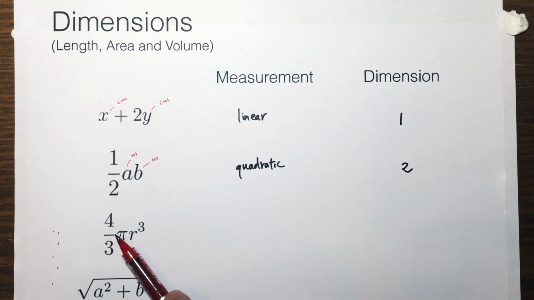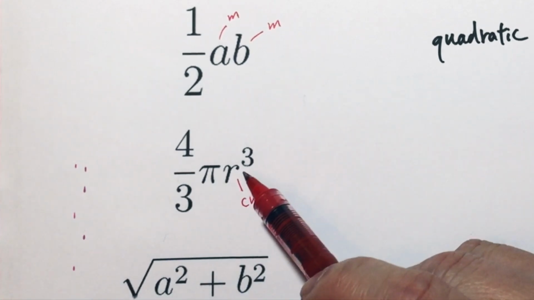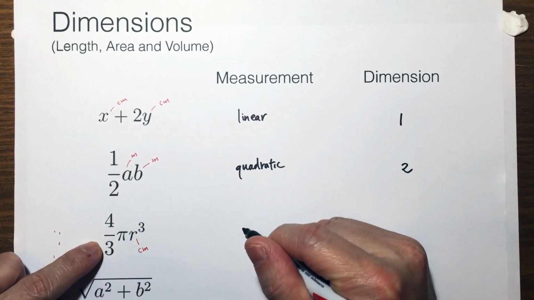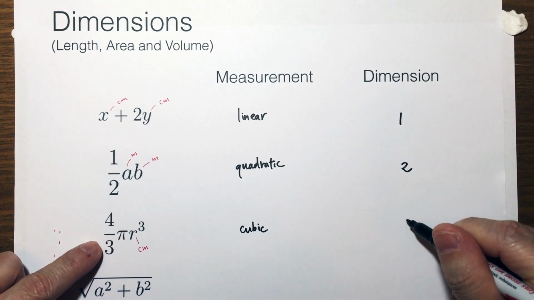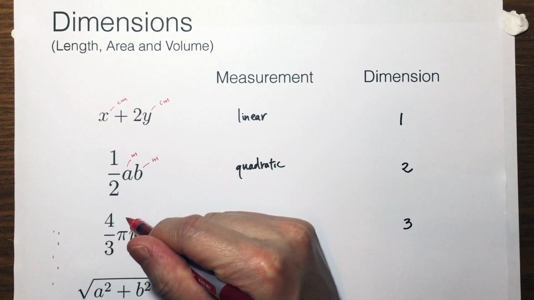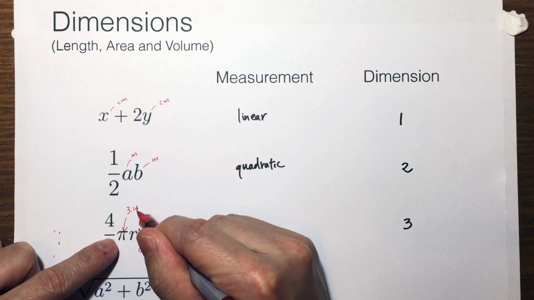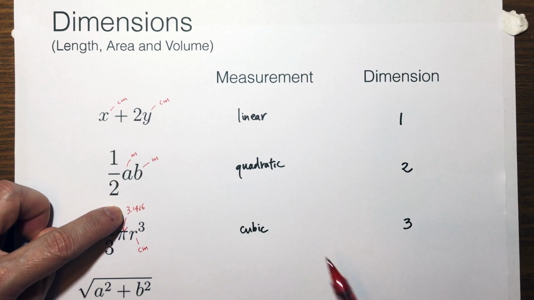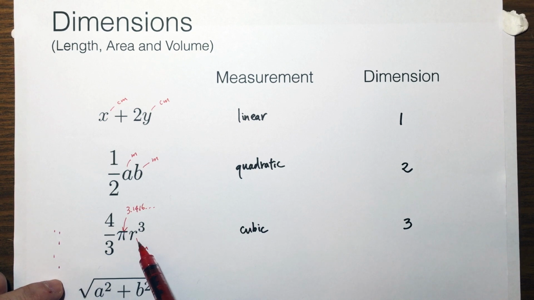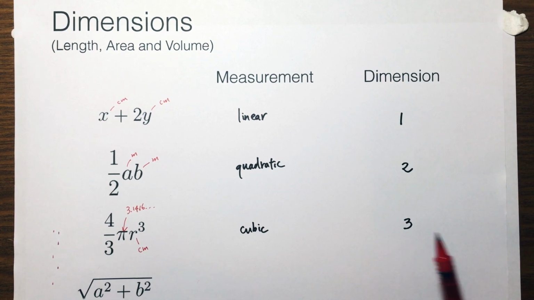And next, here we have 4/3 pi r cubed. And if again this is in the unit of cm, then r cubed will give the unit of cm cubed, and that means we have a cubic measurement. That means it has dimension number 3, the third dimension. But you can also see that we have a pi constant here. Pi has no unit because it is just the ratio of the circumference of a circle to the diameter, which is 3.1416 and so on. So the unit will be in cm cubed, and therefore it has a cubic measurement or the third dimension.